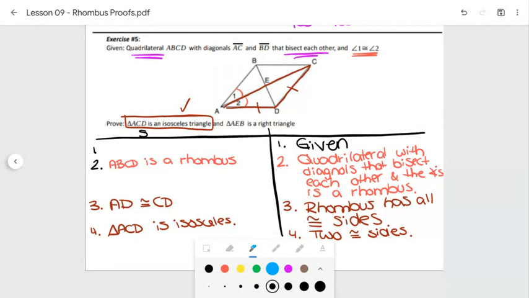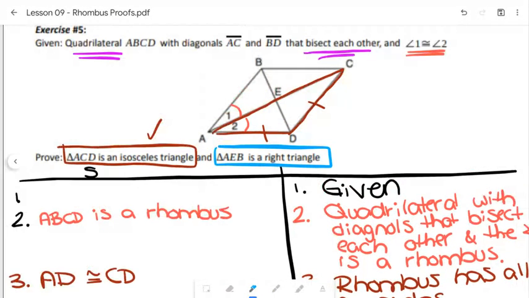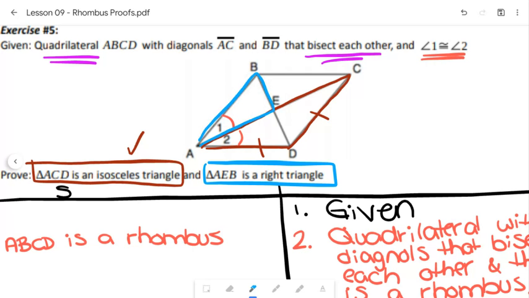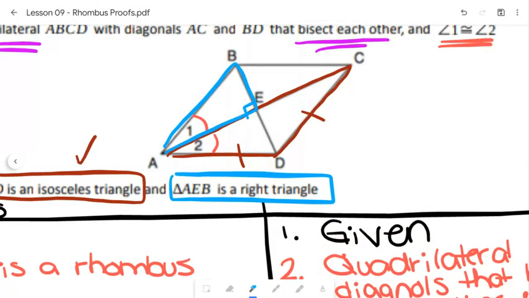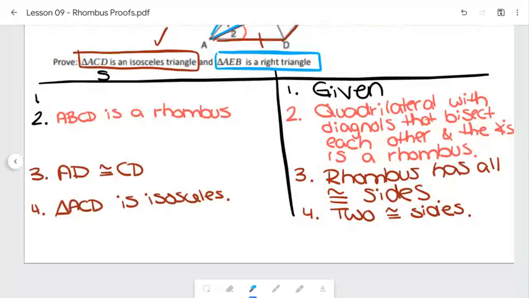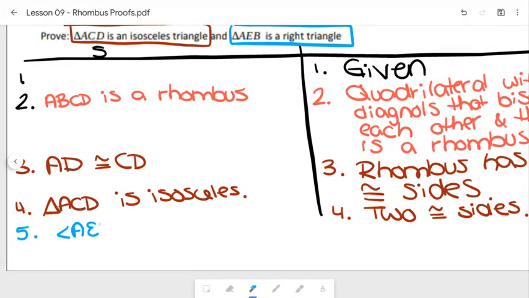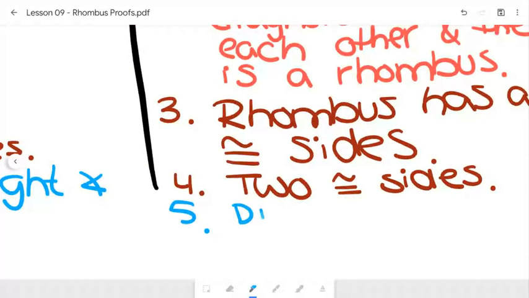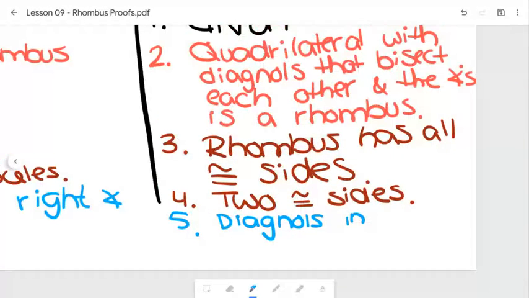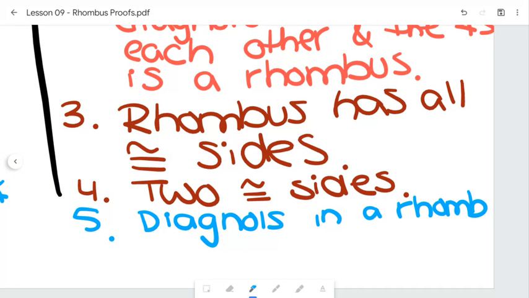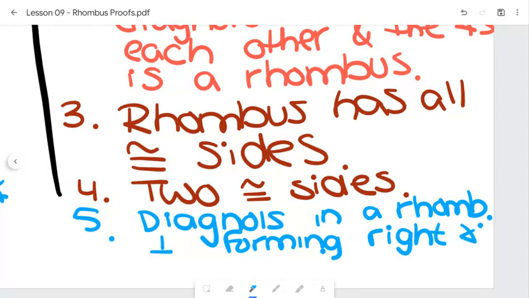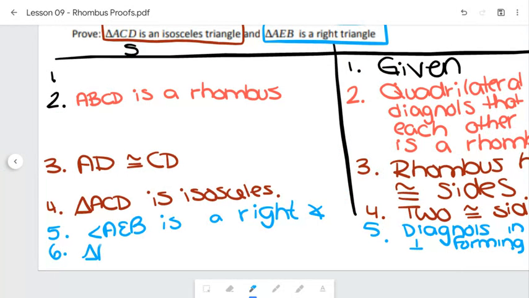To finish this, though, we want to show that it's a right triangle. So now this is a different triangle, AEB, so it's a separate part of the proof. We have to think about what's the only thing a right triangle needs. Well, the only thing is that it needs a right angle. So if it needs a right angle, it's likely going to be here, and we can show that. So I can say angle AEB is a right angle, because diagonals in a rhombus are perpendicular, forming right angles. Okay, and that being said, I can finish that off then. Triangle AEB is a right triangle because it has a right angle.